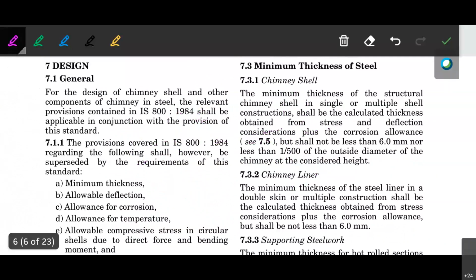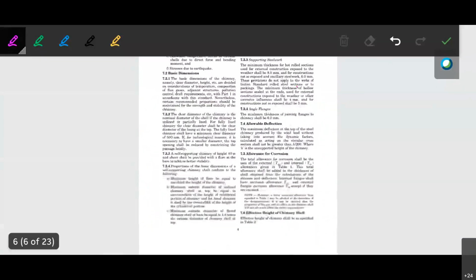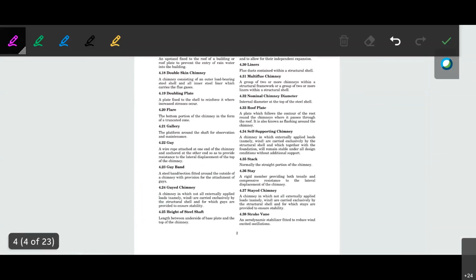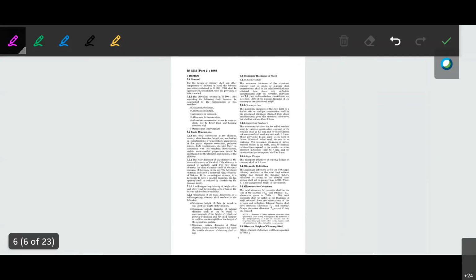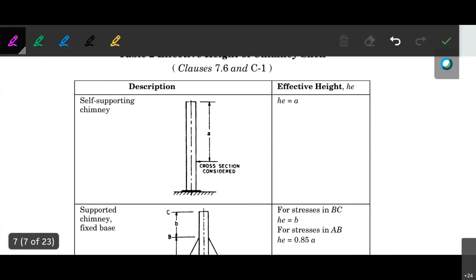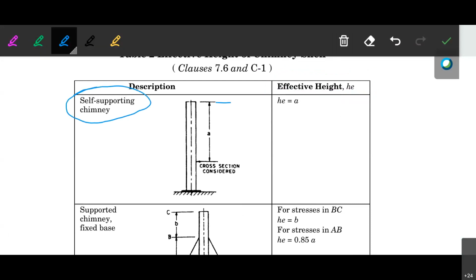Now the effective height will depend upon the type of the chimney. Okay, if it is a self-supporting chimney, in that case the effective height will be equal to the height of that particular section from the top of the particular chimney. Remember that the effective height will be from the top of that particular chimney.